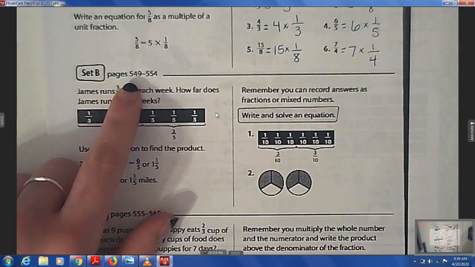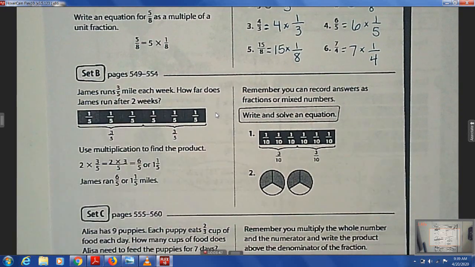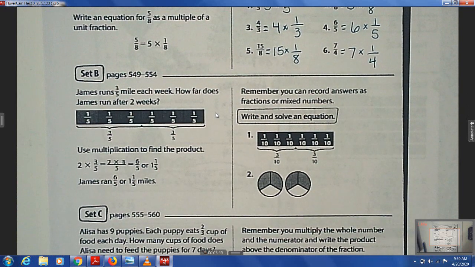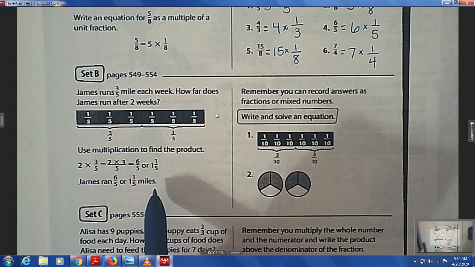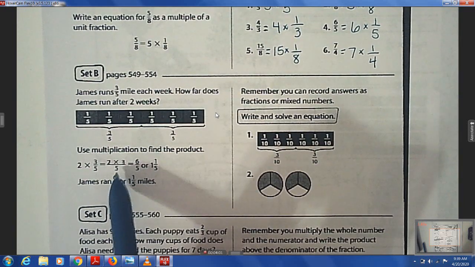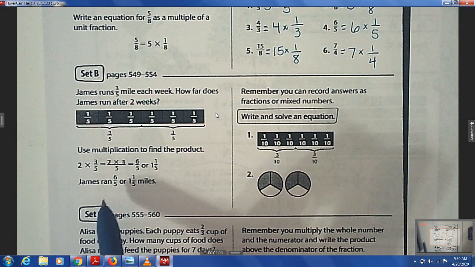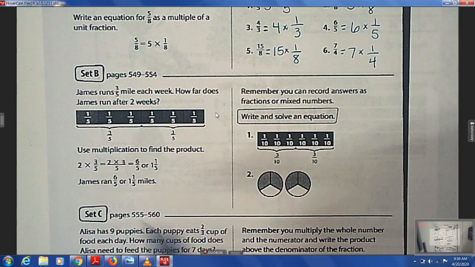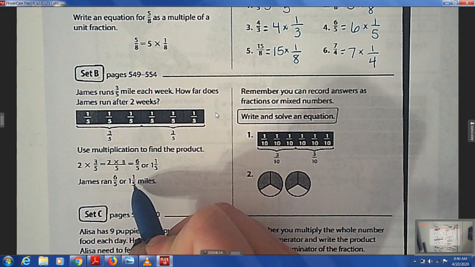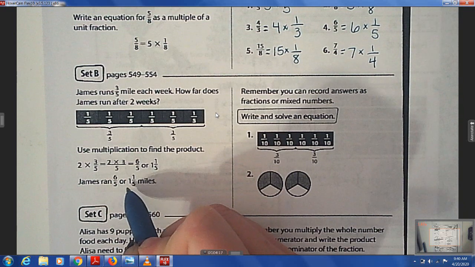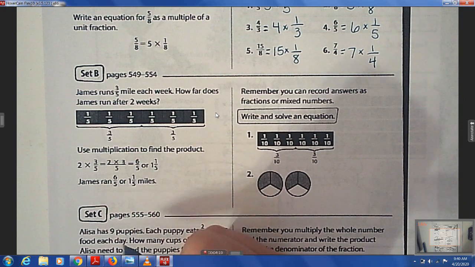That corresponds with page 549 to 554, where we're using models to multiply whole numbers by a fraction. In our example, you can look to the example to remind you how to do that multiplication. But remember also, if your numerator is greater than your denominator, then you're going to have to turn it into a mixed number. For example, 6/5. The numerator is greater than the denominator, so James ran 6/5 or 1 1/5 miles.